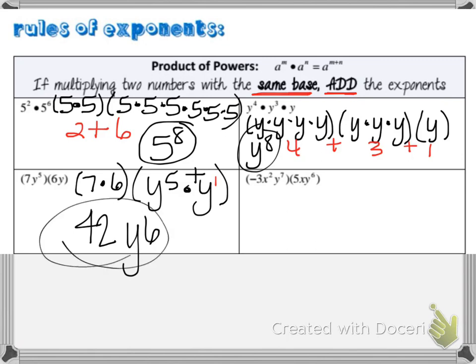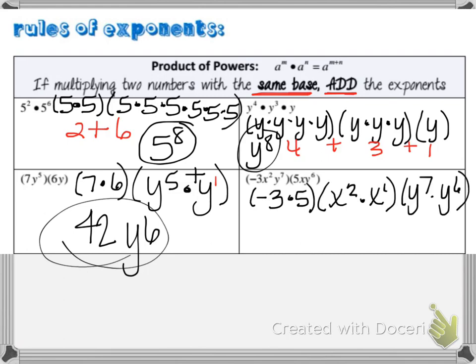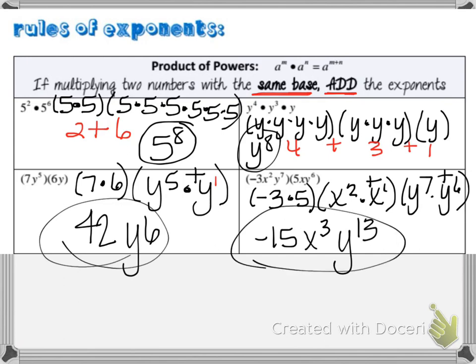So based on that, go ahead and pause the video and try the last example. Hopefully when you expanded it out, you put the -3 and the 5 together, so you multiply those, and that's going to be -15. And then remember that that single x has a 1 there. So then when you have x to the second power times x to the first power, that's x to the 2 plus 1, which is x to the third. And then you have y to the 7th times y to the 6th, which is y to the 7 plus 6, which is y to the 13th. And you're finished.